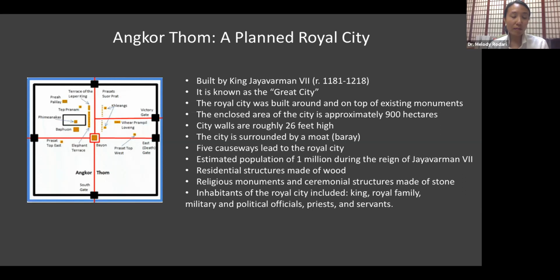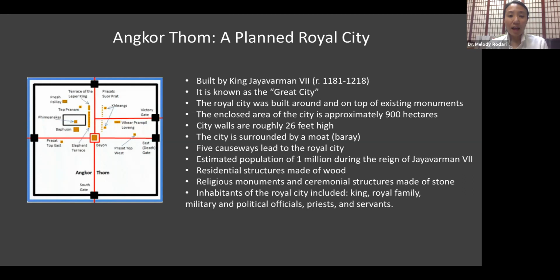Now, there are 5 causeways. 4 of them are at the 4 cardinal directions, and there are 2 causeways on the eastern side. You'll notice that the eastern causeway leads directly to the Bayon Temple, whereas the second causeway leads to the royal palace.